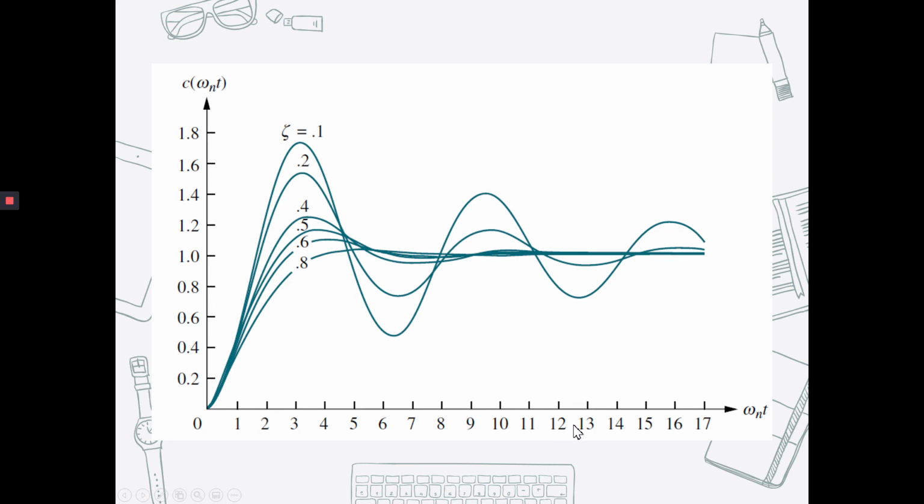We now see the relationship between the value of zeta, the damping ratio, and the type of response obtained. The lower the value of damping ratio, the more oscillatory response we have, like this. The higher the value of zeta, the more stable the response.